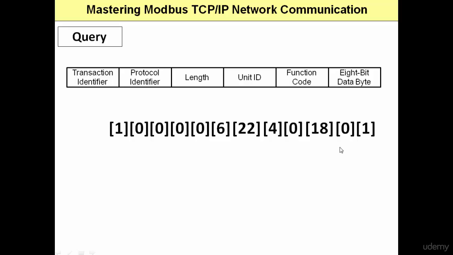Okay, all right. So in the next lecture, we're going to look at what the response data stream would look like to this query. Good.